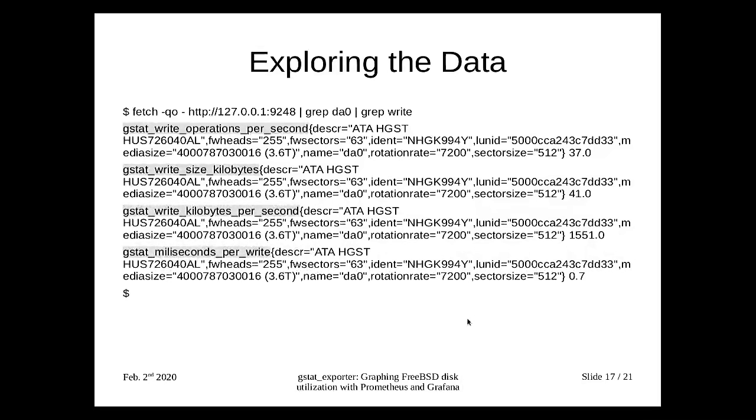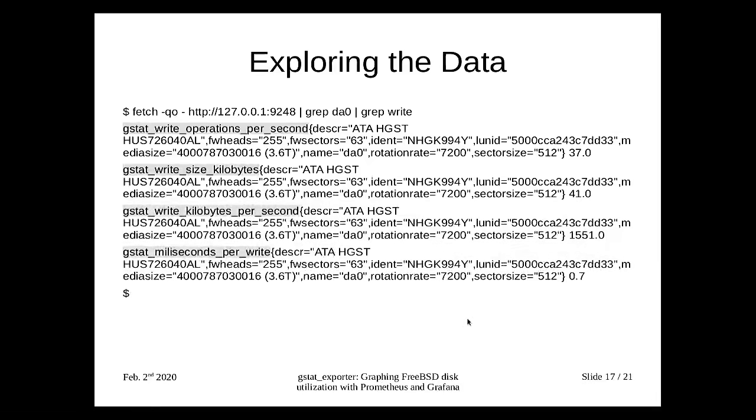Okay, so running the exporter locally and grepping for da0 and grepping for write. This is the output for the gstat exporter. As you see, it's just plain text, and this is just fetch outputting to stdout. So it's a plain text response, and it's just lines of a metric name and then labels, and then finally a space and then a number, which is the actual value for that metric with that combination of labels for that specific time.